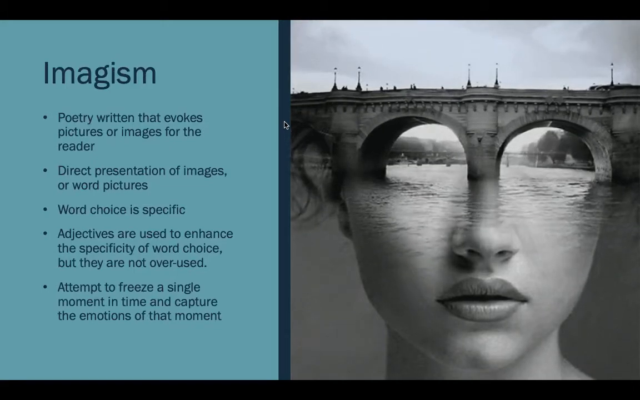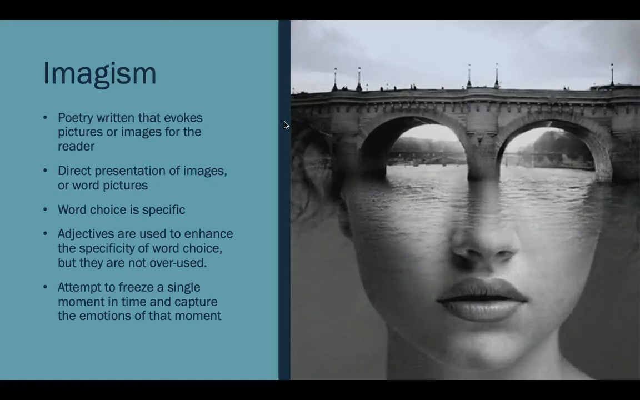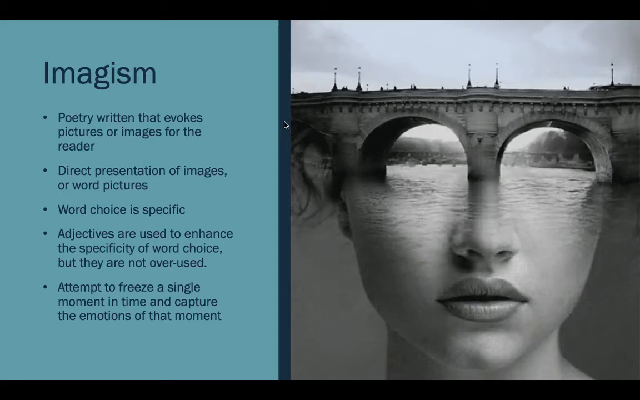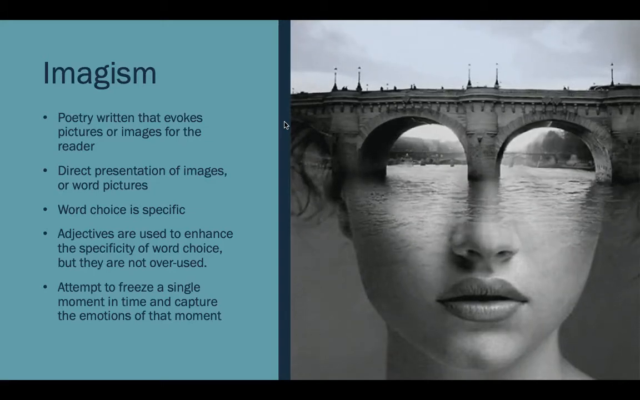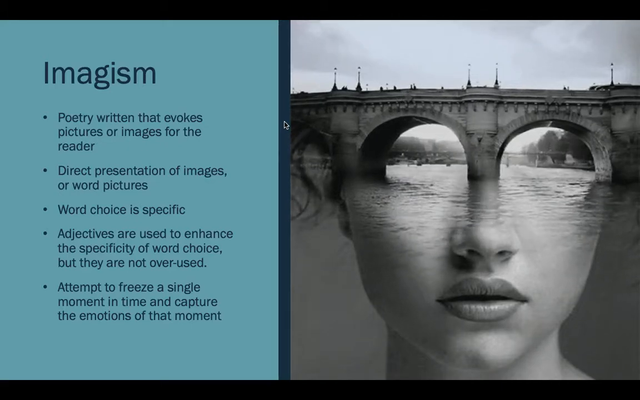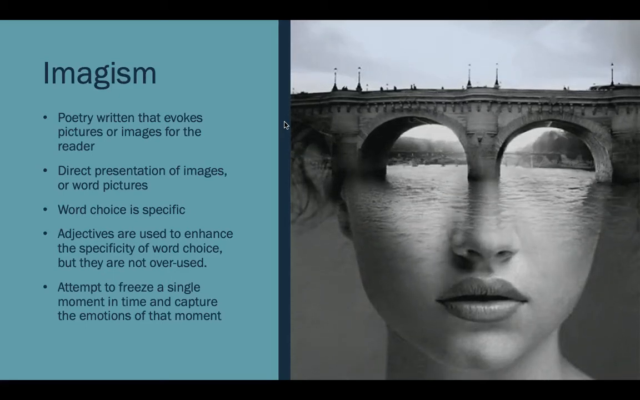Poetry written that evokes pictures or images for the reader is direct presentation of images or word pictures. Word choice is specific. Adjectives are used to enhance the specificity of word choice, but they are not overused. And then lastly, to attempt to freeze a single moment in time and capture the emotions of that moment.